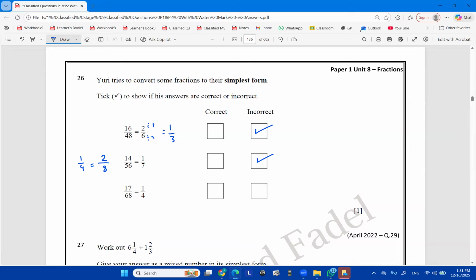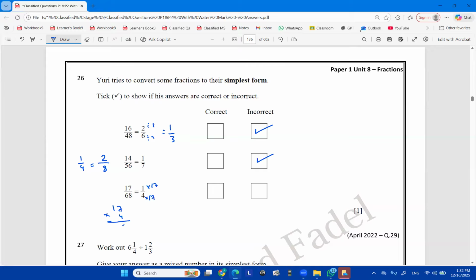Here, 17 over 68. If you divide this by 17, it's going to give you a 1. But if you divide 68 by 17, is it going to give you a 4? There is one way to find out. Will 4 times 17 and 1 times 17 give you the same? 1 times 17 is giving me 17. Yes. 4 times 17, let's do it.